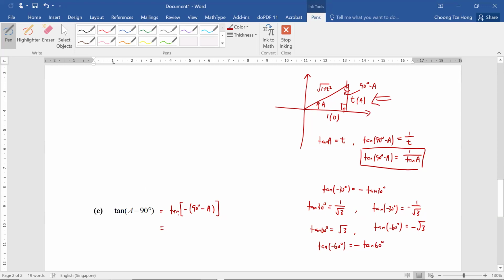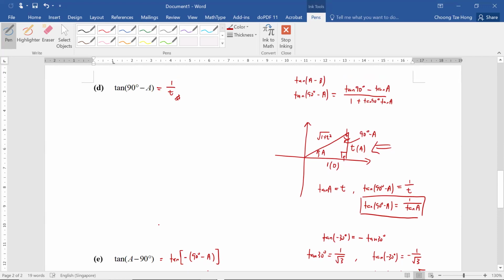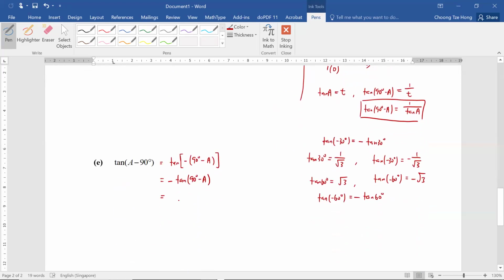So in other words, tangent of negative 90 degrees minus A will be equal to negative tangent of 90 degrees minus A. And we got tangent of 90 degrees minus A from the previous part already, right? From the previous part, we managed to work out that tangent of 90 degrees minus A is 1 over t. So this will be negative 1 over t. So this is the relationship. In essence, the relationship for negative angles is this: tangent negative x will be equal to negative tangent x.